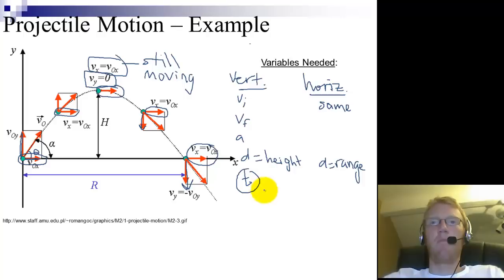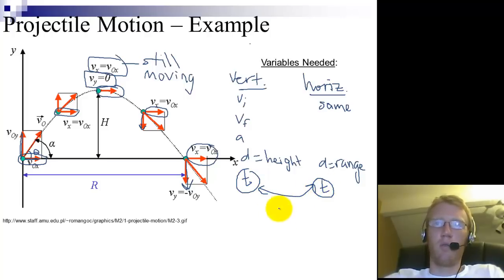Time is the same in both directions. So if 5 seconds have passed in the vertical direction, 5 seconds have also passed in the horizontal direction. So time is the one variable that ties the two together. All the other ones are independent, the same in both.